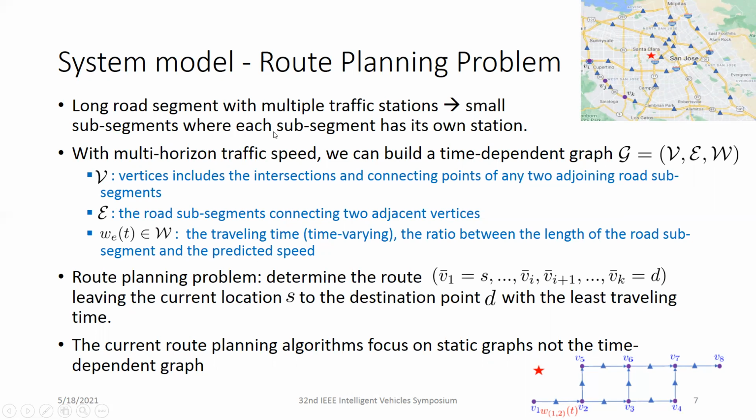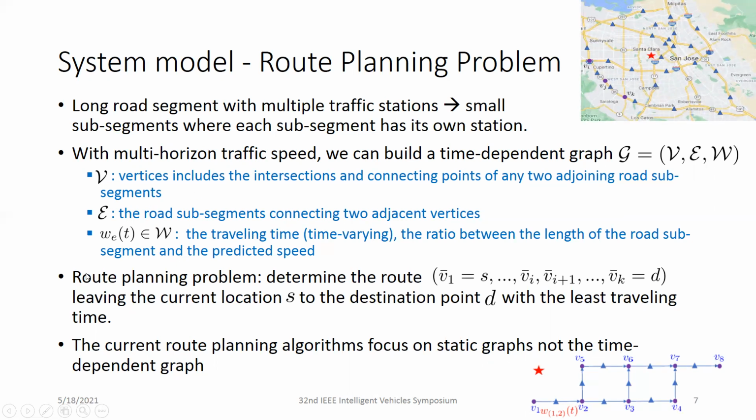Similarly, based upon the results we have, we can build a time-dependent graph. The vertex set just includes the intersections and the connecting points. We also have the edge set, which includes the road sub-segments. And we have the weight. The weight is basically calculated by the length divided by the predicted speed. And it is time-variant because we have the multi-horizon traffic speed.